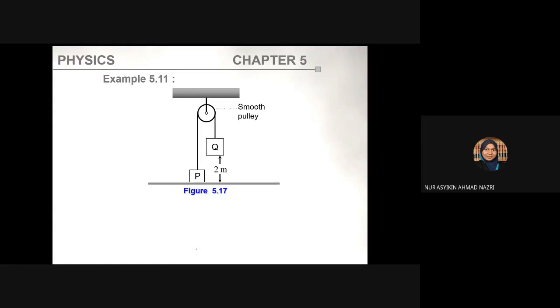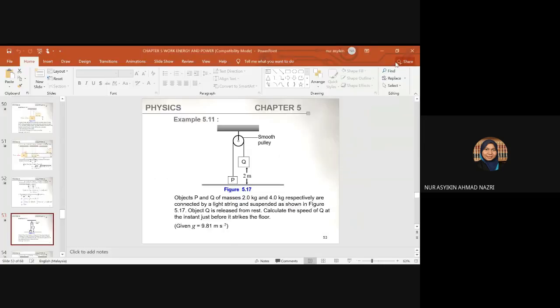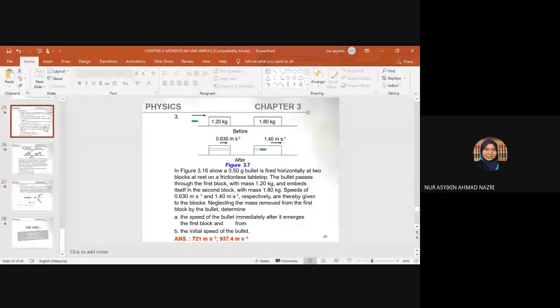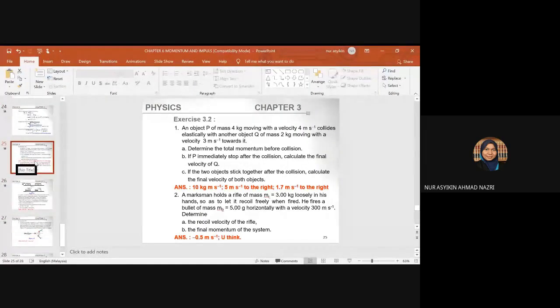Okay. So that's one of the example yang combine the conservation of energy and the conservation of momentum. Alright, so since we have few minutes, okay, tak adalah few sangat, banyak masa lagi ni.